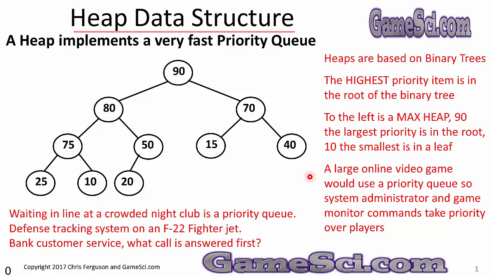A large online video game would use a priority queue, so system administrators and game monitor commands take priority over player commands. Waiting in line at a crowded nightclub is a priority queue. Those known to spend a lot of money get to move to the front of the line.